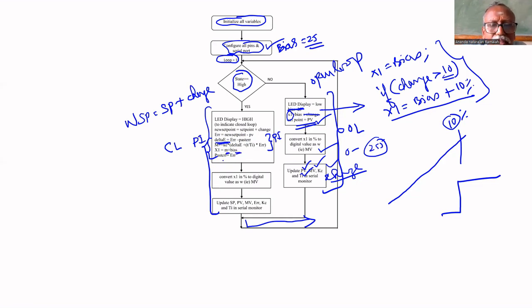Then what we are doing, past error equal to present error, because next time when you come, this present error becomes past error. That's why past error equal to present error. Then convert the controller output into percentage, then write on the pulse width modulation, then display all values, then again and again repeatedly do this. That's all about the PID program.